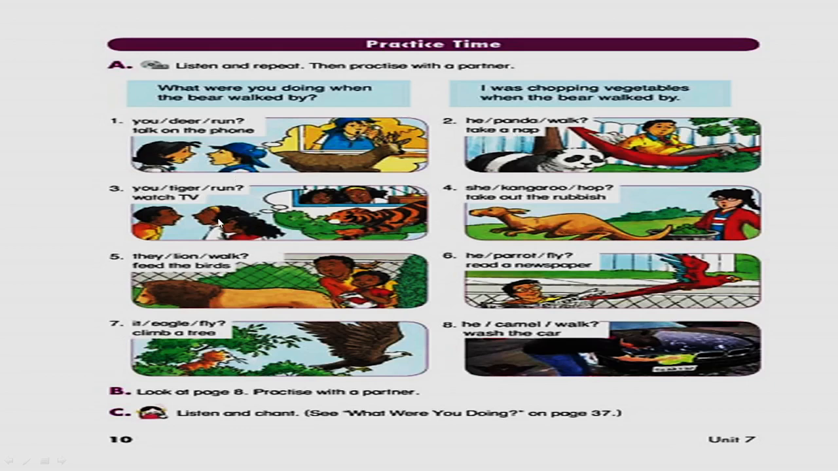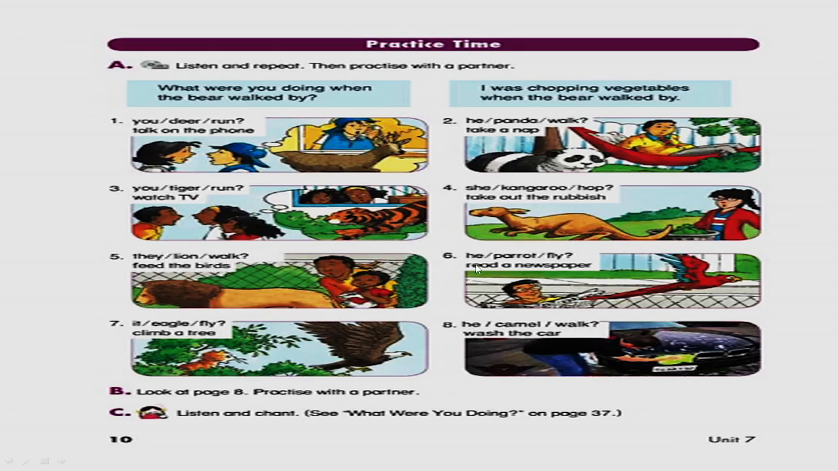And you, referring to 2 people. What were you doing when the tiger ran by? We, not was, not I. We were watching TV. What was she doing when the kangaroo hopped by? She was taking out the rubbish. What were they doing when the lion walked by? They were feeding the birds.